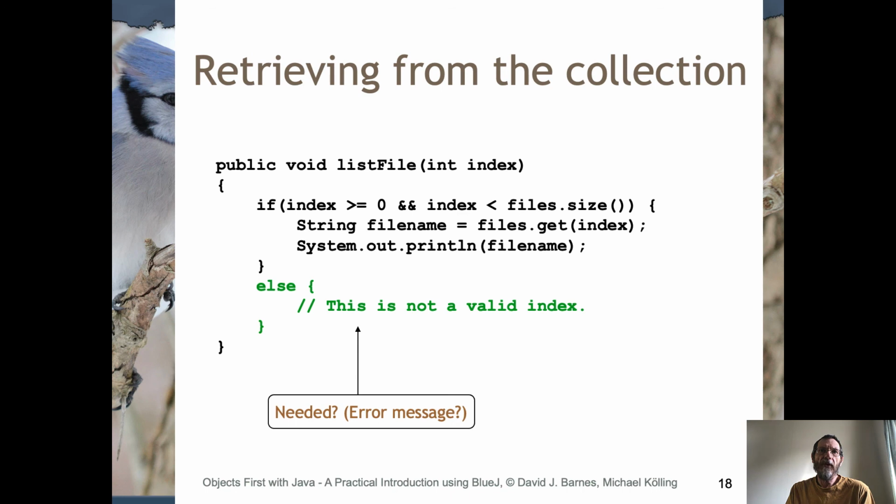Now, one thing worth thinking about is that if we're checking to see whether the index is valid, we might want to report to the caller of that method if they pass in, let's say, a negative value or a value that is greater than or equal to the size of the collection. We've chosen not to do that here for the sake of simplicity, but that's something that's always worth considering if we're making validity checks on parameter values.